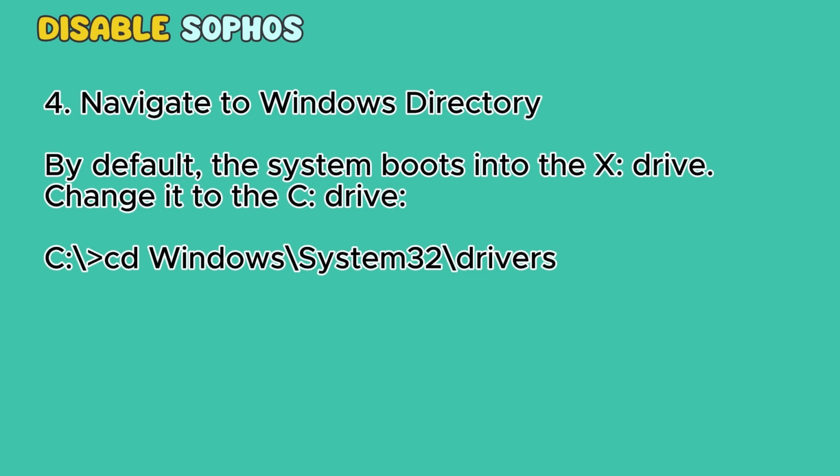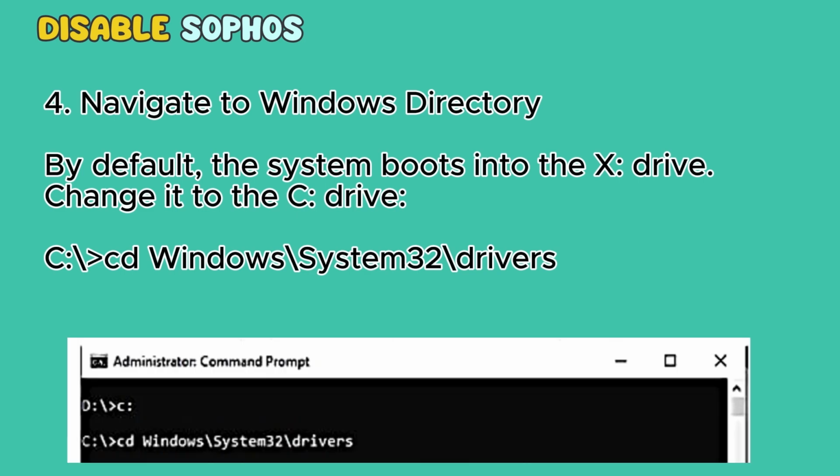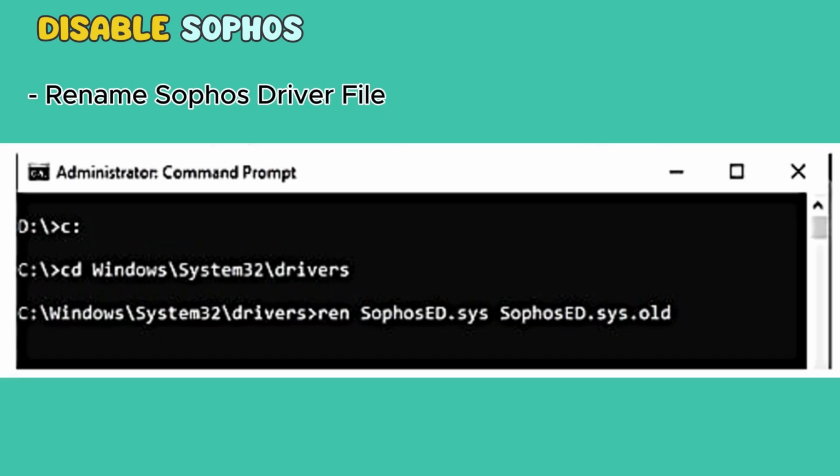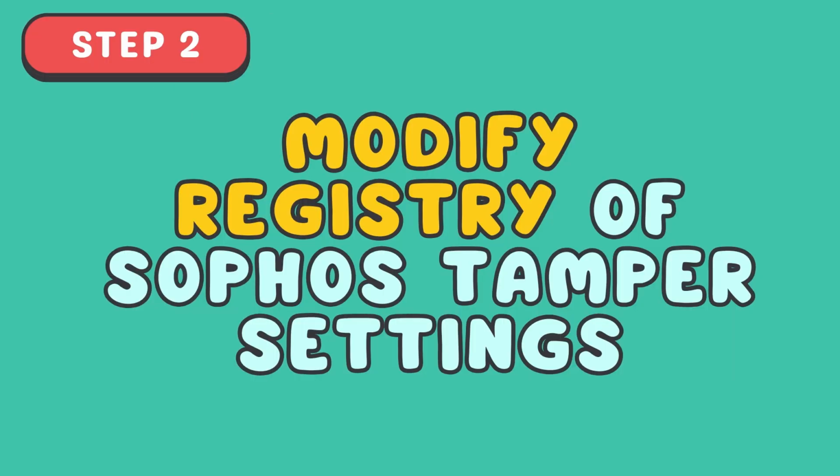By default, you're on the X drive. Switch to the C drive by typing C: and pressing Enter, then navigate with cd windows\system32\drivers. Here's the trick. Rename the sophosed.sys driver to disable it temporarily. Just type ren sophosed.sys sophosed.sys.old and hit Enter.